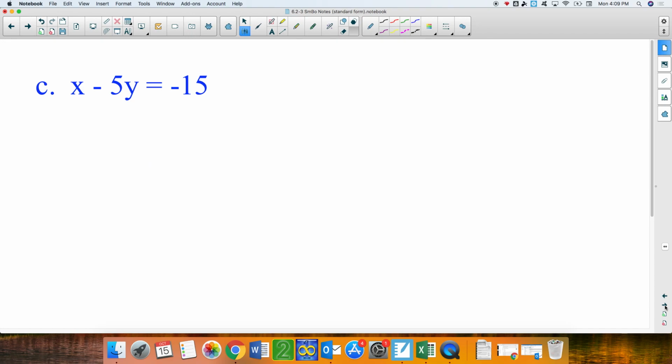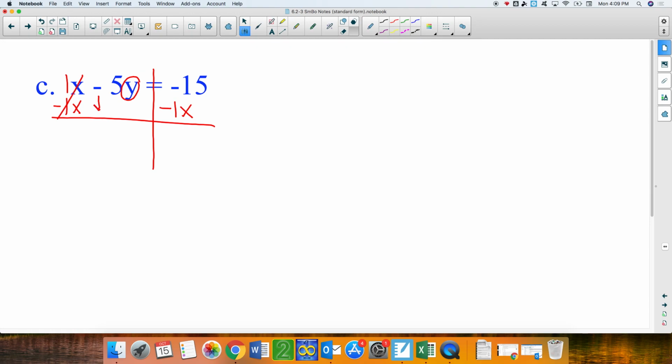Okay, the next one, again, I want to put it in slope-intercept form. So I'm going to circle this y because that's what I'm solving for. And I'm going to move this x. I'm going to put a 1 in front of it, so I remember there's a 1 there. So I'm going to subtract 1x on both sides to get it to the other side. And 1x minus 1x is 0.